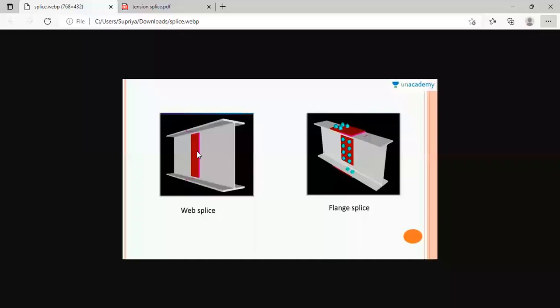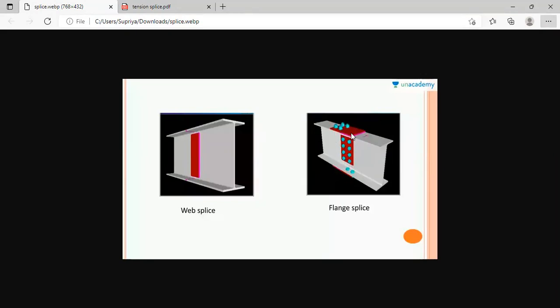This piece of steel is known as a splice. This splice may be connected by using a welded connection or a bolted connection. Both bolted and welded connections are used in order to join these two members. Here you can see the bolted connections, and two I section members are joined by using the splice and bolts.